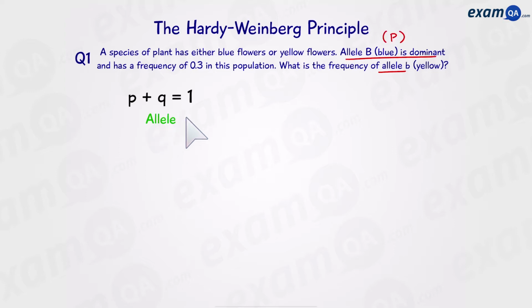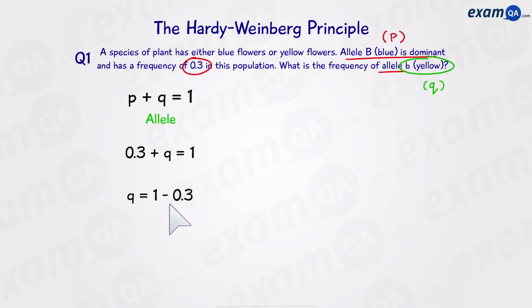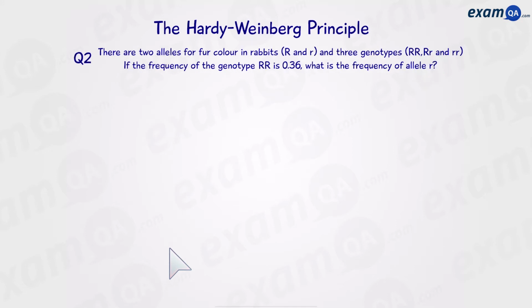We'll say that big B is equal to p, and it has a frequency of 0.3. As for small b, which is equal to q, we're not sure what its frequency is. However, we know that p plus q equals 1. In this case, 0.3 plus q is going to be equal to 1. So therefore q is 1 minus 0.3, which is going to be 0.7. Let's try another question.